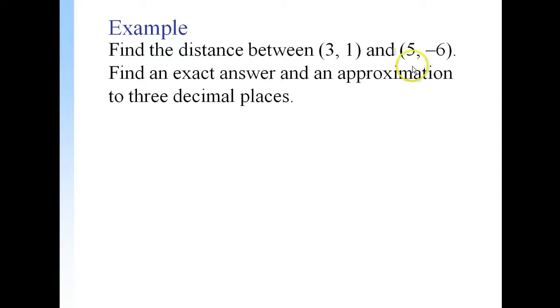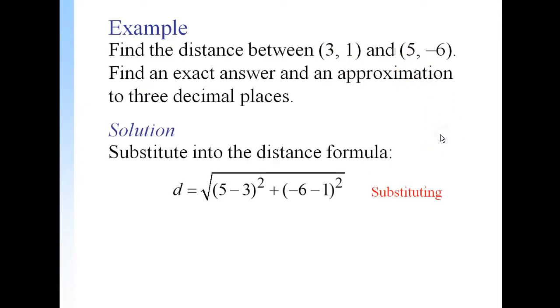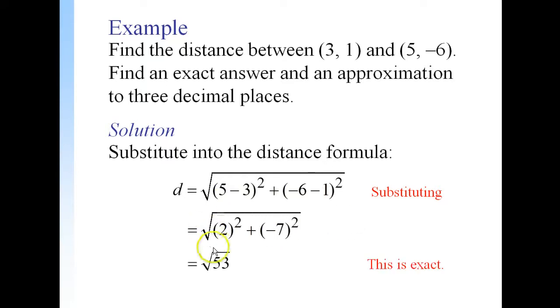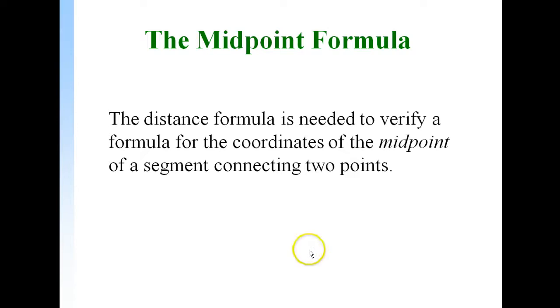So find the distance between these 2 points. Well, we're putting the data into our formula, getting 2, getting a -7, squaring both, add them together. This is the exact distance of our hypotenuse. And there it is, approximated to 3 decimal places.